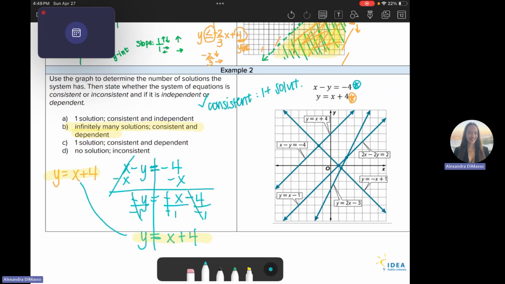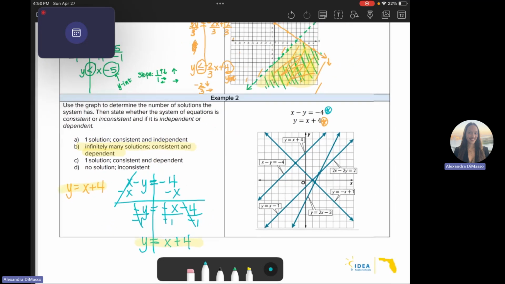And then the last part, independent or dependent, if it is independent, you've got only one solution, exactly. Okay, just one. If it's dependent, you have infinitely many solutions. Infinite solutions. So obviously, because our two lines are overlapping and they're exactly the same, I'm going to have a dependent system of equations. Okay, so those are your two examples.